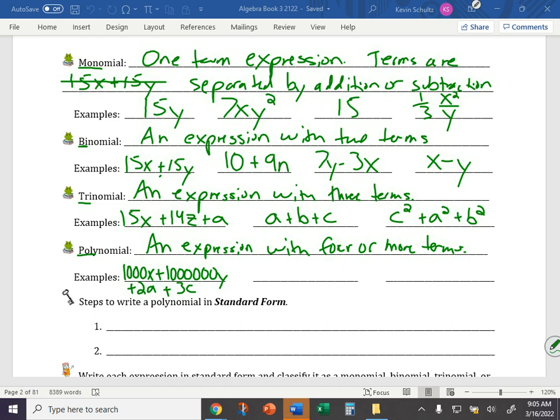Another example of a polynomial, William. 1a plus 1b plus 1c plus 1d. A plus b plus c plus d is a polynomial. Jack, last one. X plus z plus x plus y plus a. Sure, that works as well.